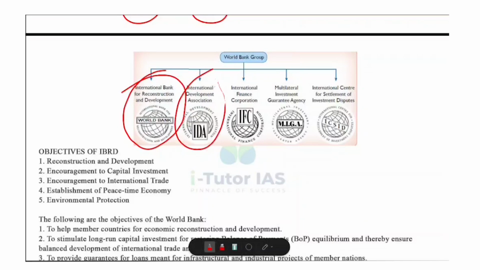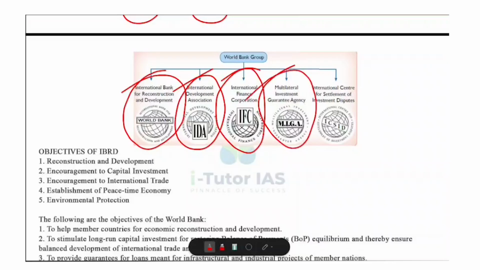Then International Development Association is also a part of World Bank and the purpose is to provide low interest or interest-free loans and grants to the poorest countries to support development and poverty reduction. What about International Finance Corporation or IFC? It promotes private sector investment in developing countries to create jobs and stimulate economic growth.